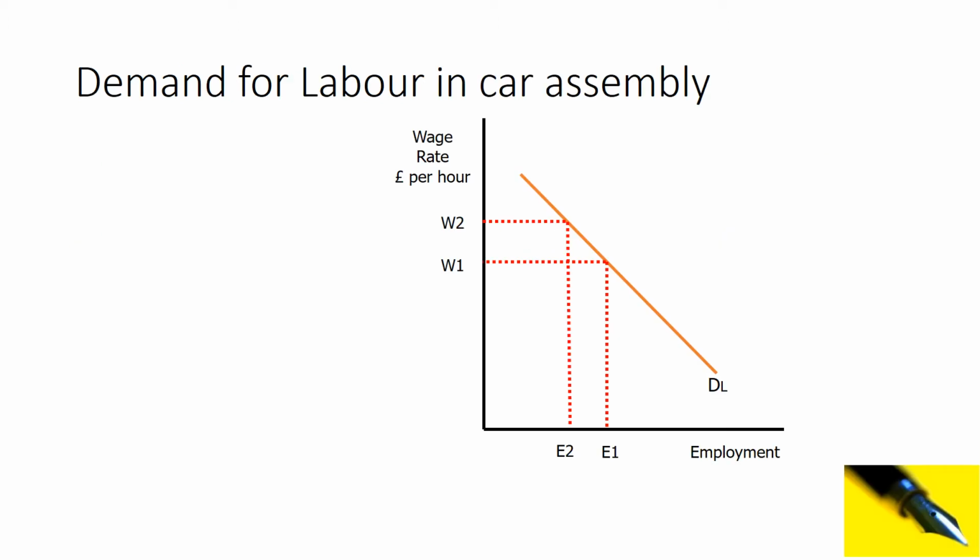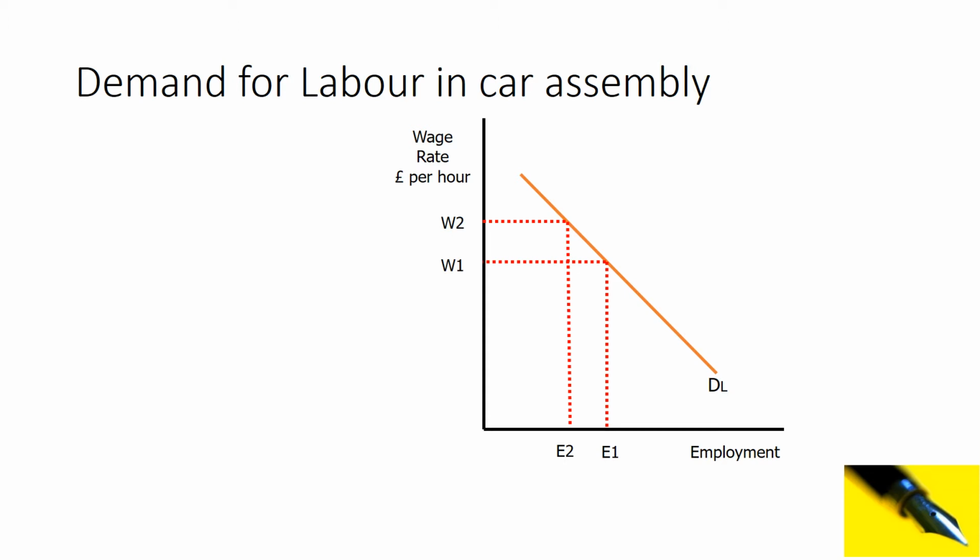So here we have a market demand curve for labour. We're going to take the example of car assembly line workers. So on the y-axis, as ever with labour market economics, we have the wage rate. And on the x-axis, we have employment. Sometimes we label that the quantity of labour or quantity of labour employed. Employment is equally fine. We can put that on our x-axis.